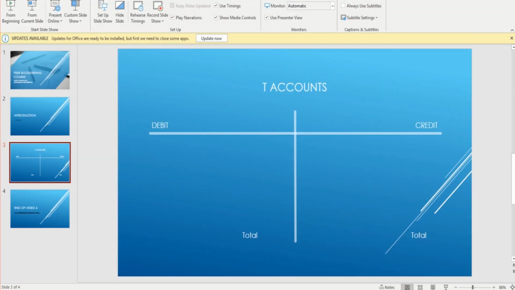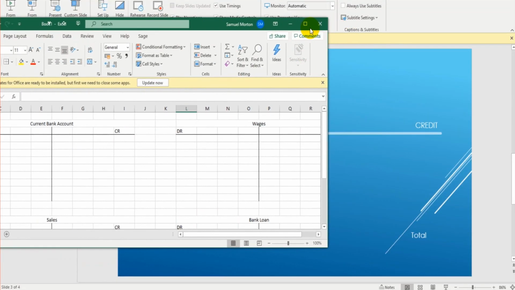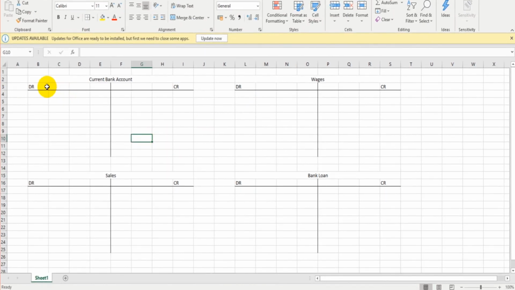So let's bring up Microsoft Excel, my favorite software in the whole wide world. I have 4 T accounts here: a current bank account, wages, bank loan, and sales. So let's post some entries to these T accounts. So let's say, first of all, that a bank loan was taken out and paid into the bank account. So what we're doing when we are bookkeeping or accounting, we are simply recording what actually happened. So what actually happened is money came from a bank loan and was paid into a bank account.